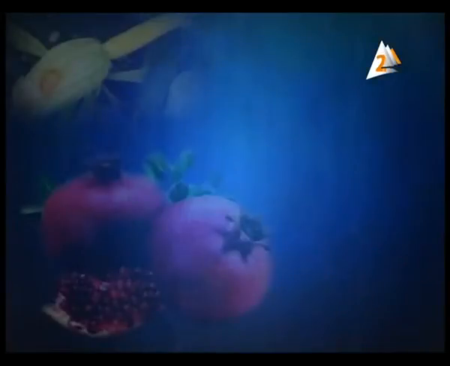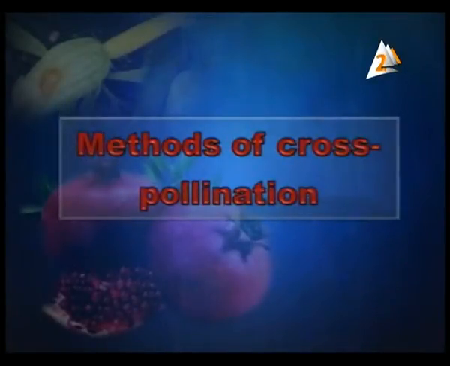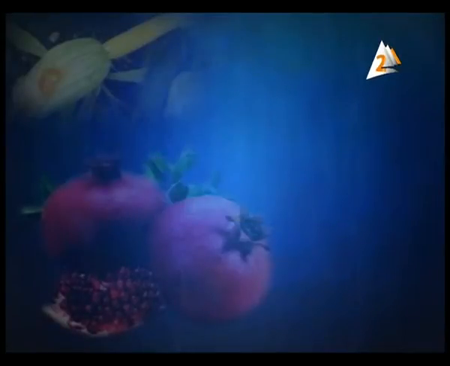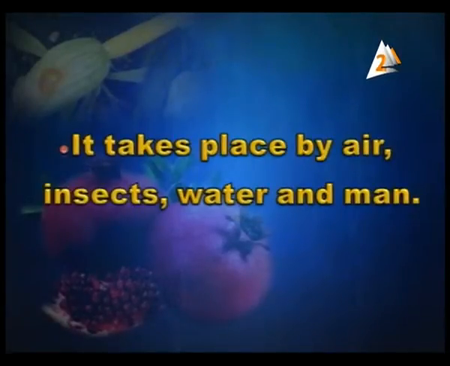Then what are the ways of this cross-pollination? How are the pollen grains transferred from the anther to the stigma? Sometimes they are carried by the air, or by the wind, or by insects or by water, and in general sometimes they are carried by man.